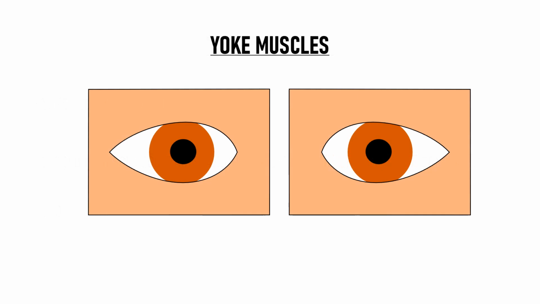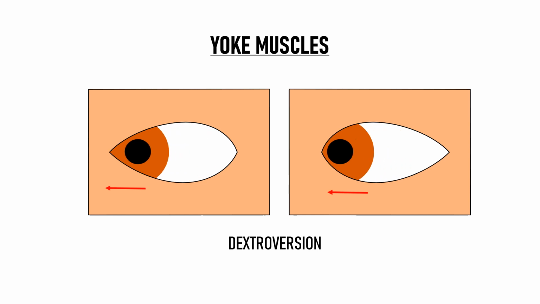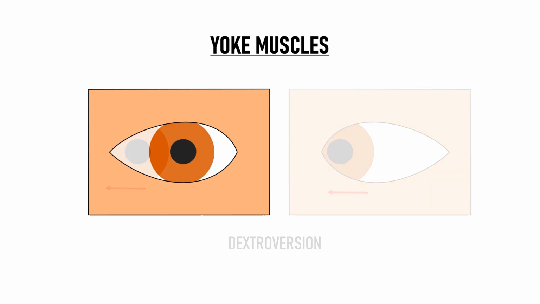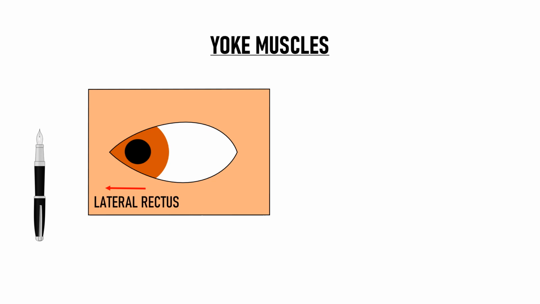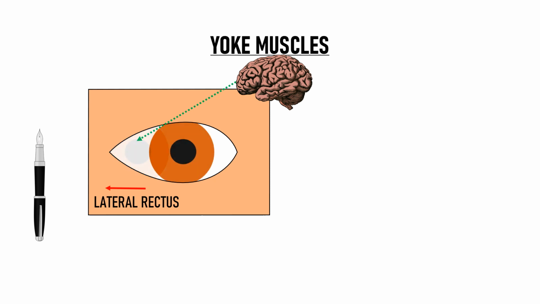Let's take the example of dextroversion. Dextroversion is a binocular eye movement in which both the eyes look to the right. Suppose I place a pen in the field of vision of this patient's right eye and ask him to look at it. To look at this pen, the patient will have to abduct his right eye, and abduction is the primary action of the lateral rectus muscle. So the brain sends stimulus to the right eye's lateral rectus muscle to contract and the eye abducts.